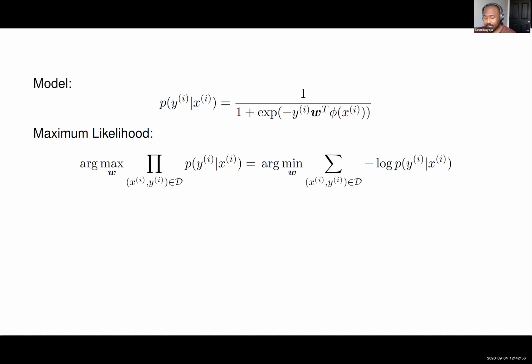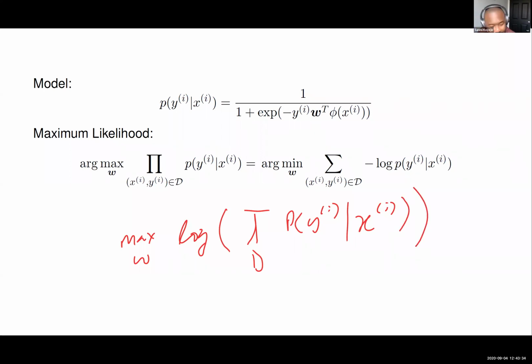Can anyone tell me how we got from this maximum over W of the product to a minimum over the sum? There's a key step that we use, and everything goes from there. So exactly, we apply the log. So instead of maximizing just the distribution, we replace this with max over W of log of the product over data of P of Y_i given X_i.